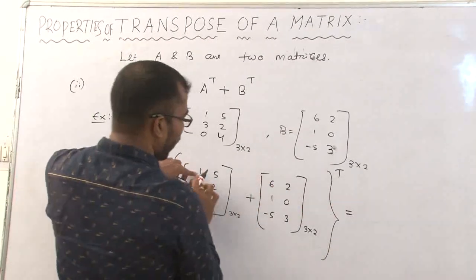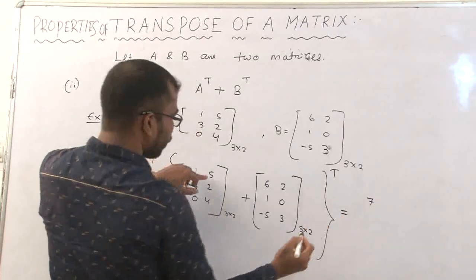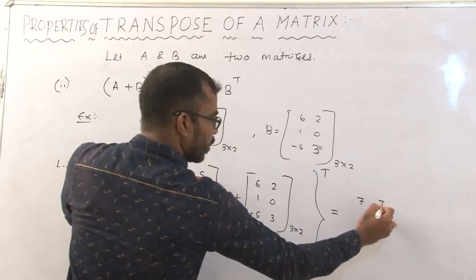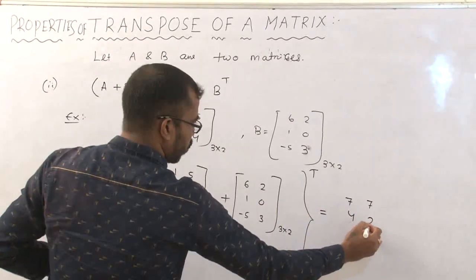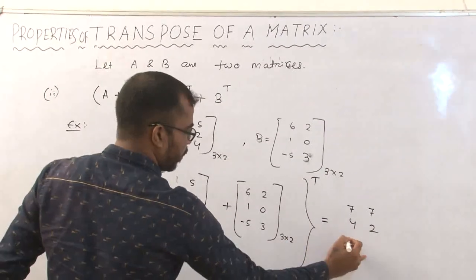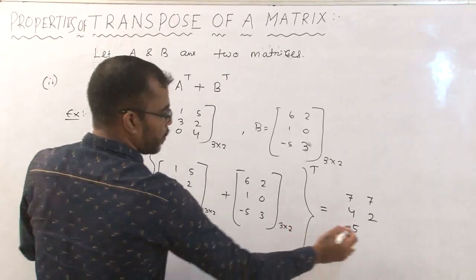So here 1 plus 6, that is 7. 5 plus 2 is also 7. 3 plus 1, 4. 2 plus 0, that is 2. 0 plus minus 5, that is minus 5. 4 plus 3, that is 7.